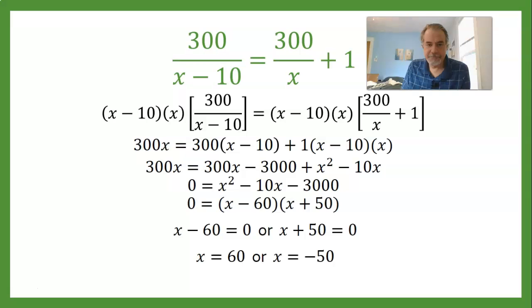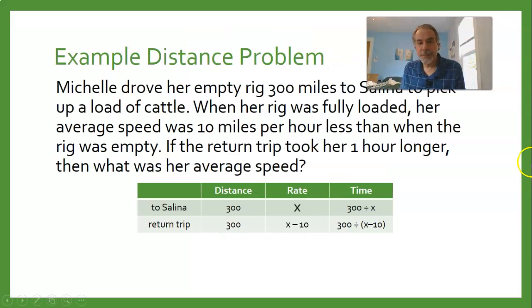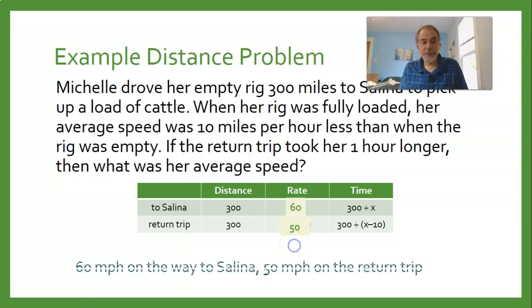So we've solved the equation, but how does this relate to the actual problem that we were trying to solve? So x stood for the rate of speed going to Salina. And x minus 10 was the other thing we were trying to find, the speed coming home. We got that x was 60, or negative 50, but the positive one is the one that makes sense here. So if x is 60, x minus 10 would be 50, and there's our answer. She went 60 miles per hour on her way to Salina and then 50 miles per hour on the return trip.